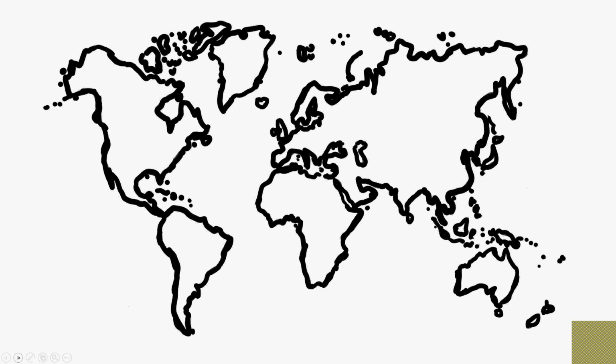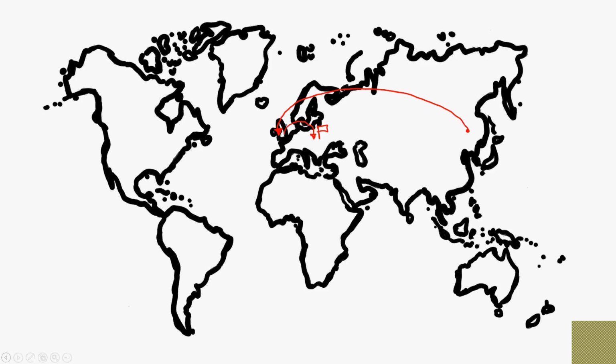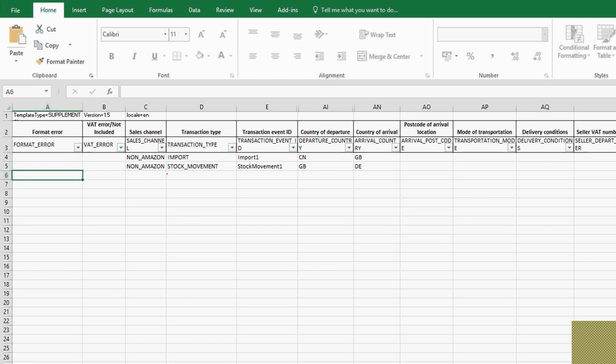This is probably best explained through an example. So if you move goods from China into Germany but through the UK, as shown here, then you will need to report both an import transaction and a stock movement transaction. So the import transaction will be from China to the UK, being that first port of entry into the EU. But you will then also need to report that second movement from the UK, being the country of importation, to Germany, being the destination country.